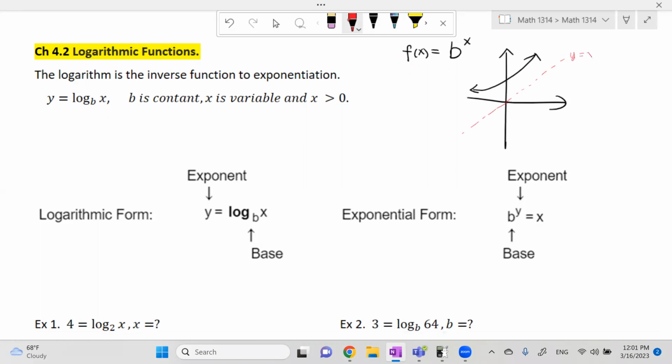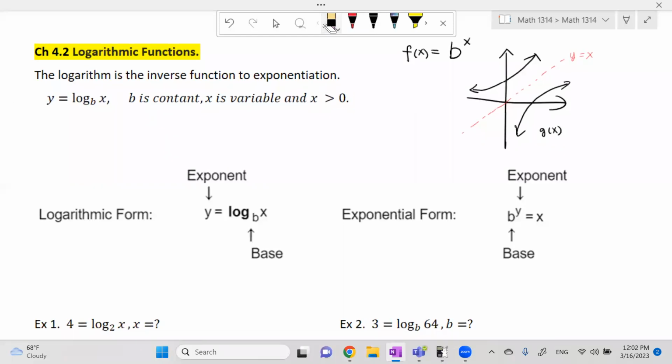This is y equals x. We have learned this before, I think in chapter 2. The inverse function is symmetric along y equals x. So its inverse function should be like this. We call this g of x. What does g of x look like? The base is a constant, x is the variable, and make sure that x is greater than 0. So everything here is positive. There is no negative for the logarithm function here.